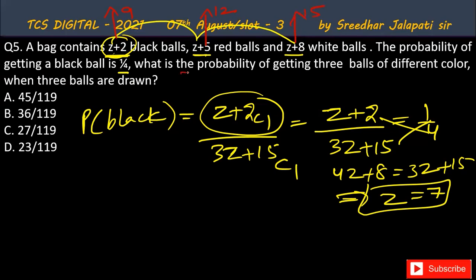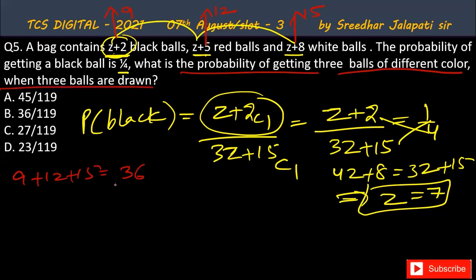We are asked to find what is the probability of getting 3 balls of different color when 3 balls are drawn. By the way, total how many balls are there? 9 plus 12 plus 15, which is 36. Picking up 3 balls from 36 is 36 C3.